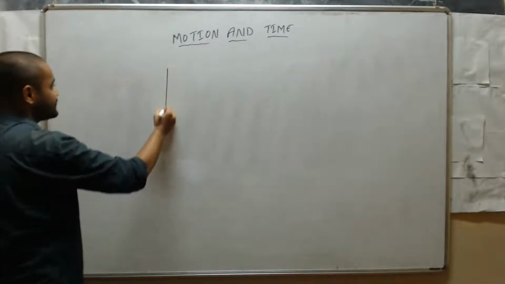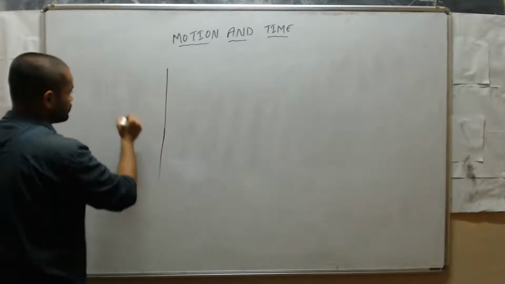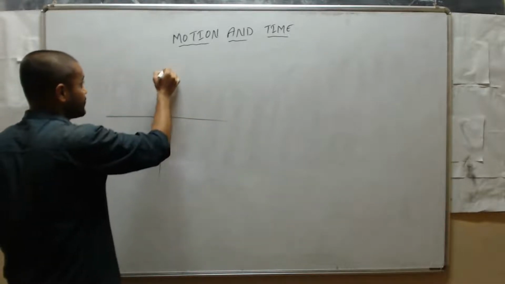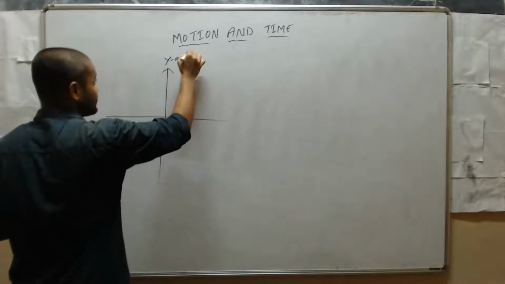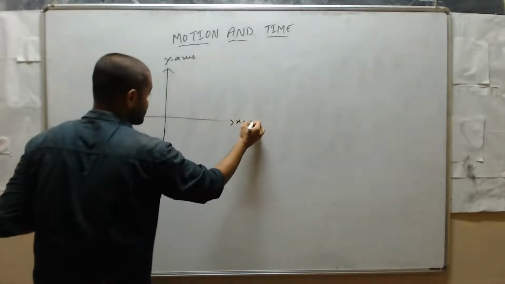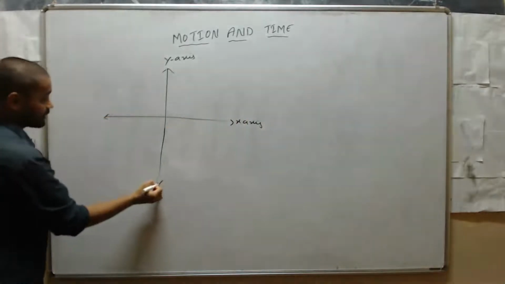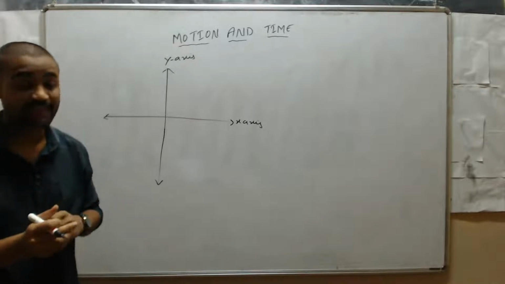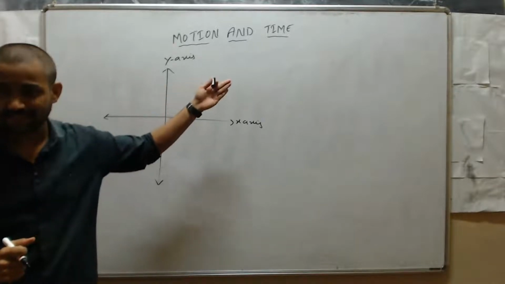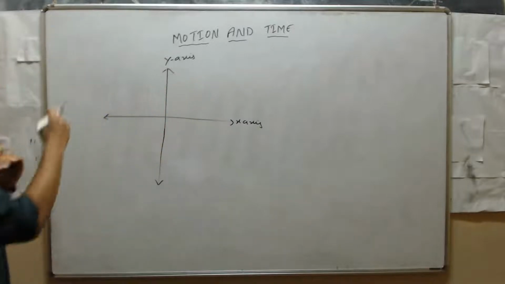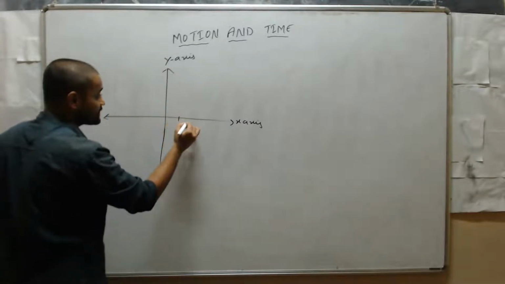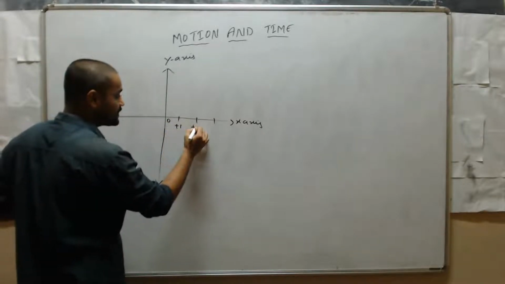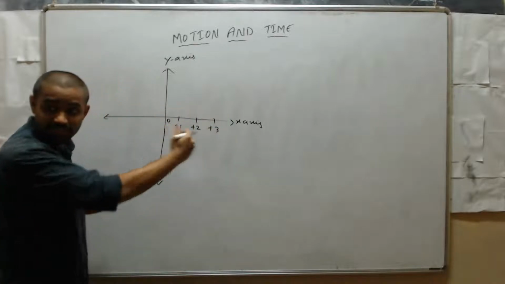Suppose, assume that this is our graph paper. First, this is the y-axis and this is the x-axis, students, and you all know about these things. In mathematics, I have studied, and you have also learned how to write the scale. Here the numbers are only positive. Here it is 0 and here are positive integers.